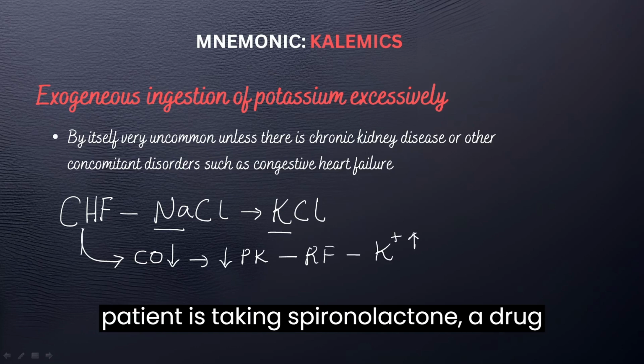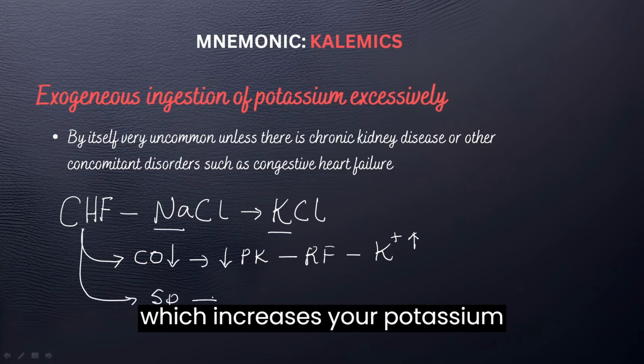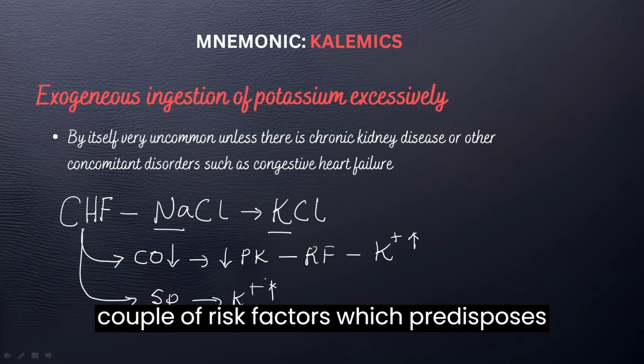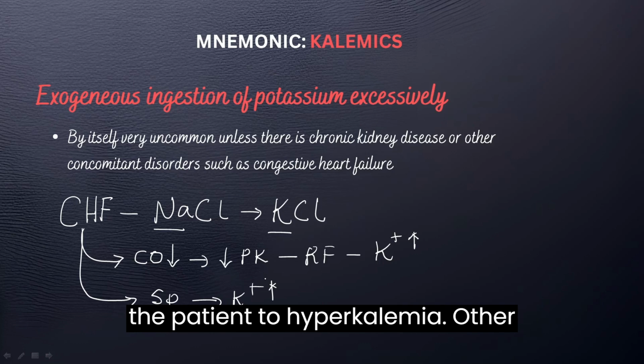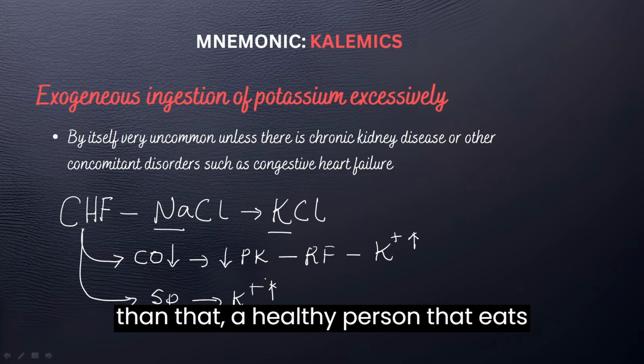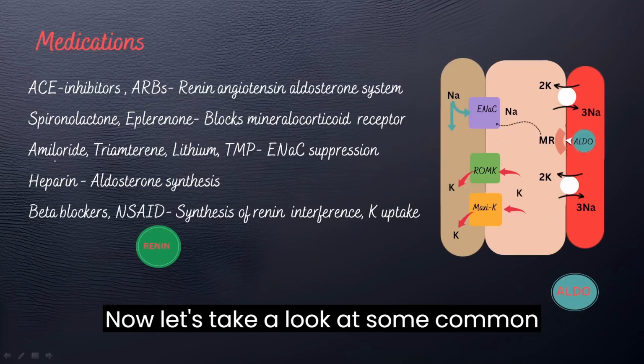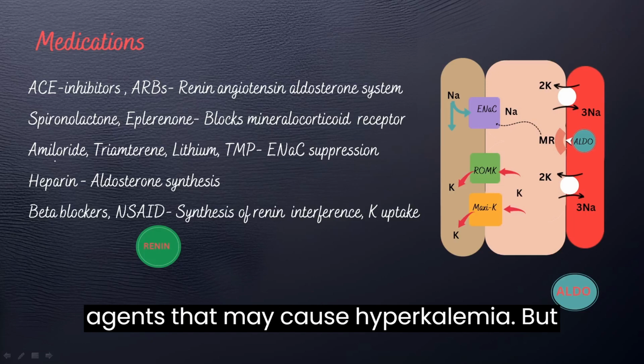This same patient is taking spironolactone, a drug which increases your potassium levels. So you can see that there are a couple of risk factors which predispose the patient to hyperkalemia. Other than that, a healthy person that eats food rich in potassium should not have any hyperkalemia. Now let's take a look at some common agents that may cause hyperkalemia.